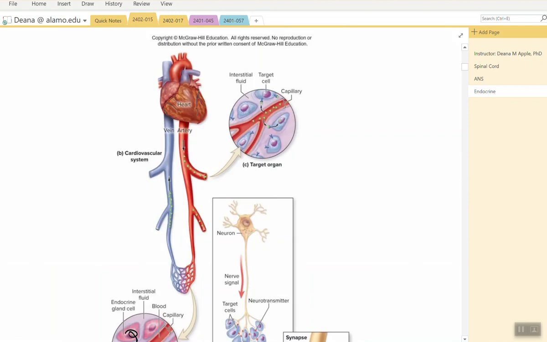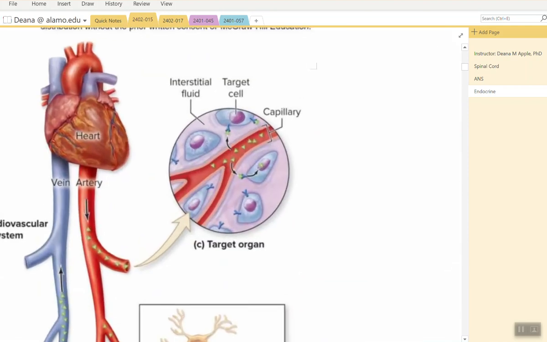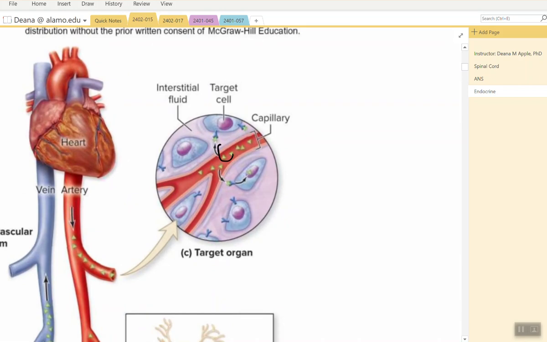Okay. So once it gets to its effector cell or its target cell, it exits the bloodstream and binds to a receptor there. And then that target cell does something.